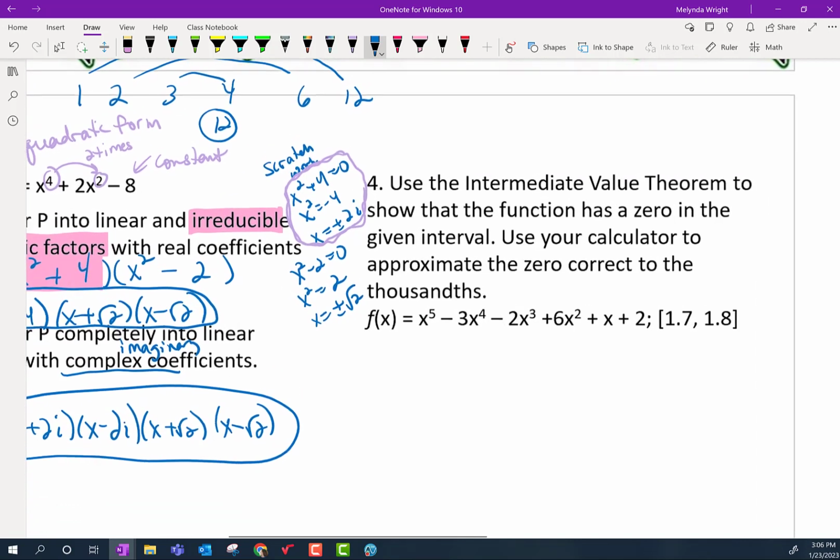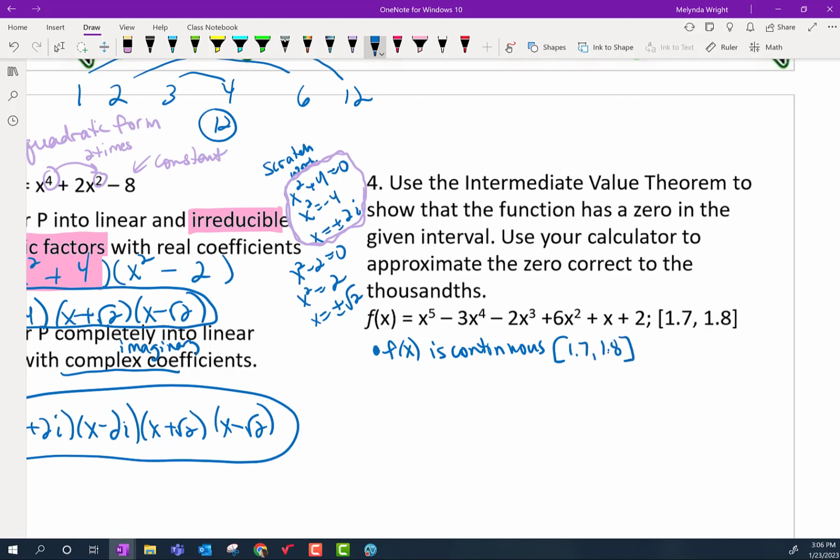Okay. Intermediate value theorem. Here we go. Last problem. Yay. Intermediate value theorem. So, first bullet. f of x is continuous from 1.7 to 1.8. How do I know that? Because it's a polynomial, and all polynomials are always continuous. I could wait to get my calculator and graph it if I wanted to look at it, but all polynomials are always continuous. Second bullet point.